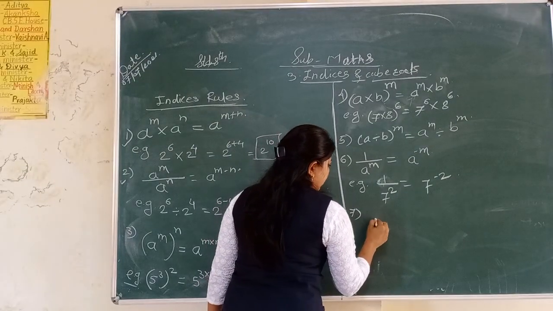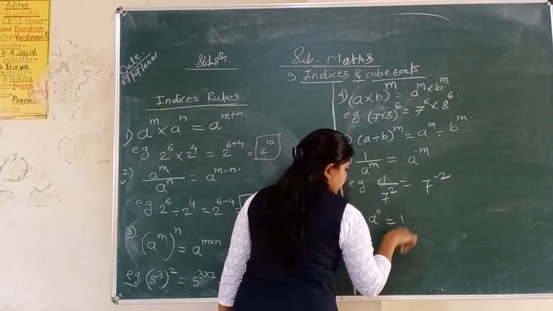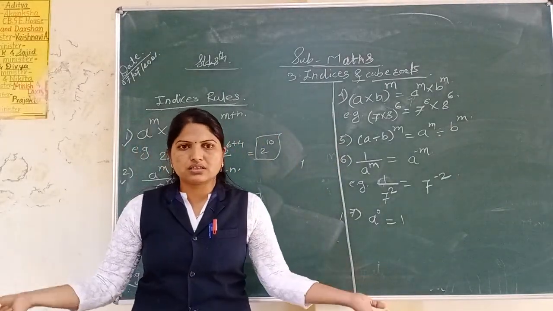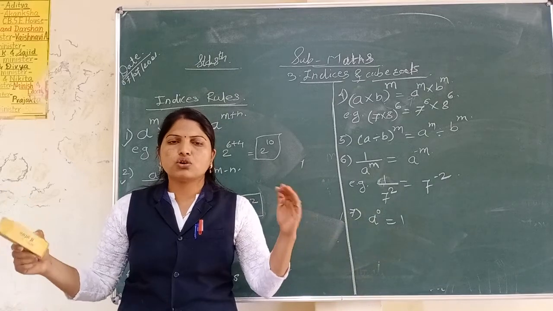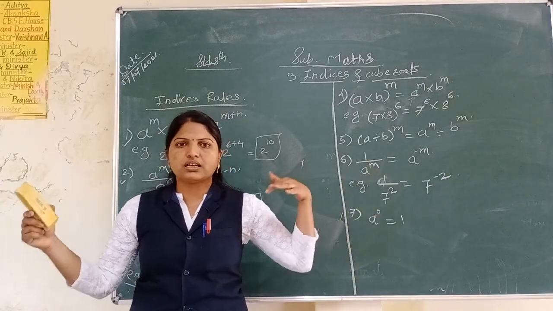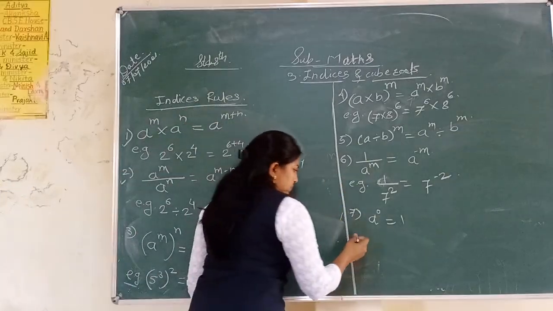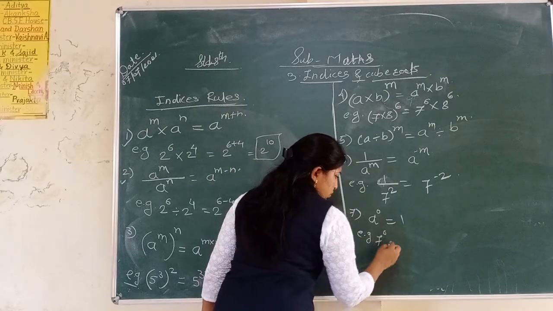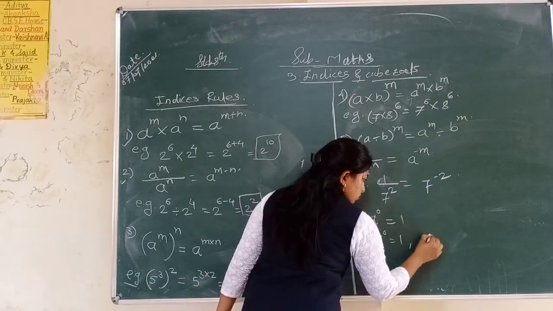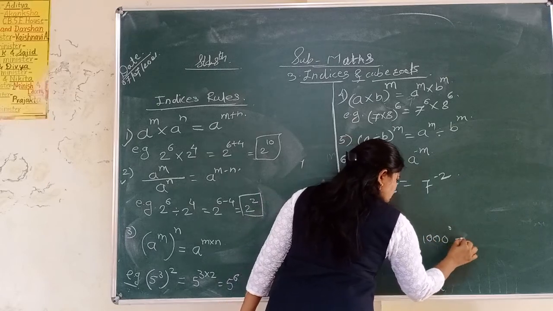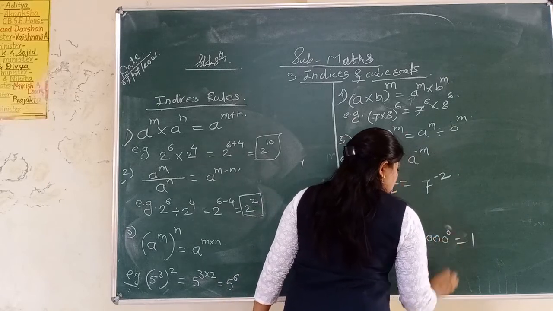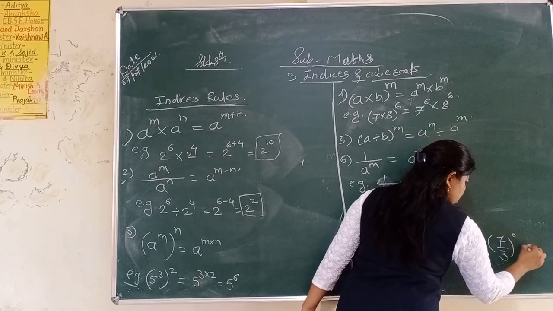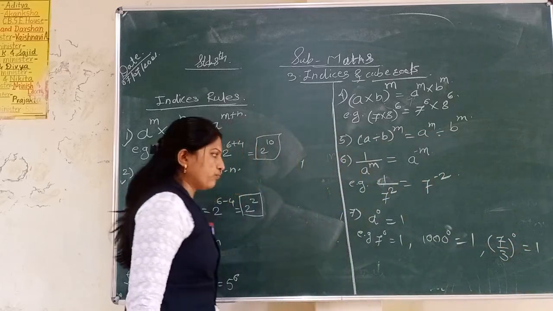Here a raised to 0 equals 1, meaning 0 power of any integer is always 1. Remember, 7 raised to 0 is 1. 1000 raised to 0 is also 1. The number doesn't matter here. 7 upon 3 raised to 0 is also 1.